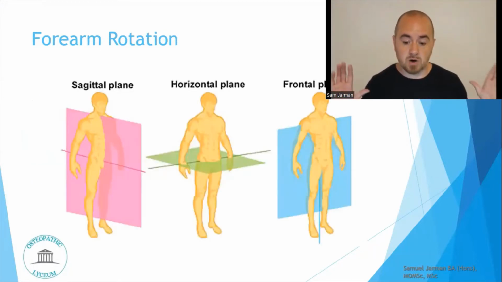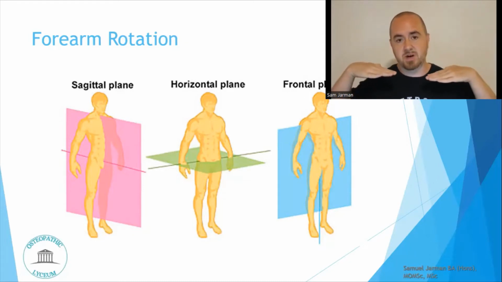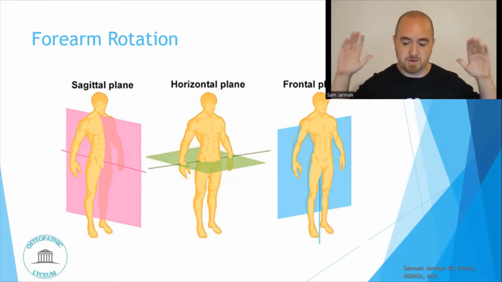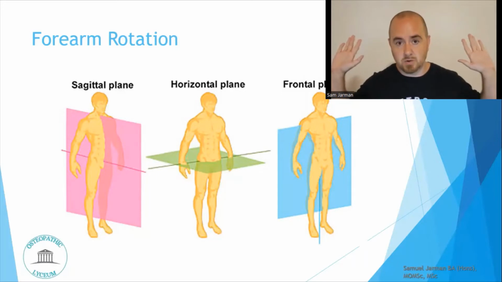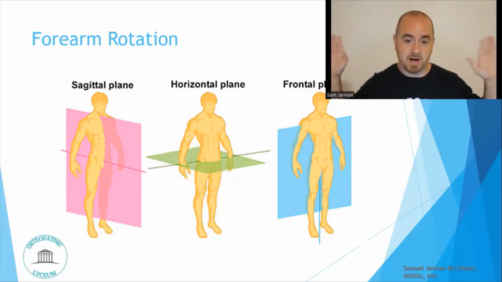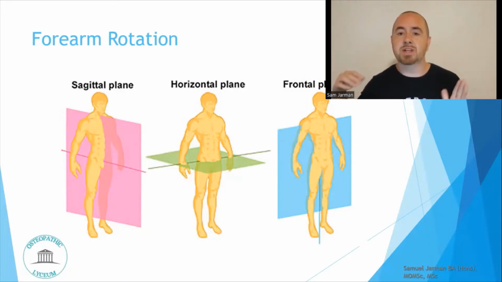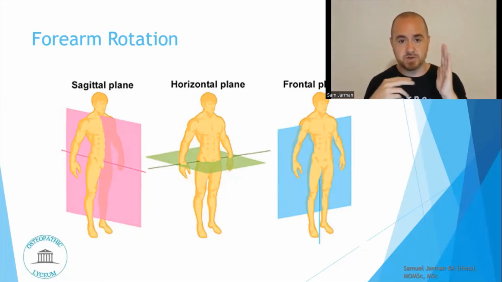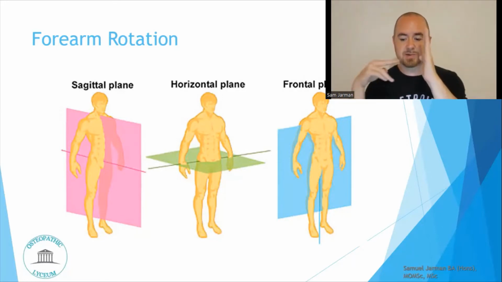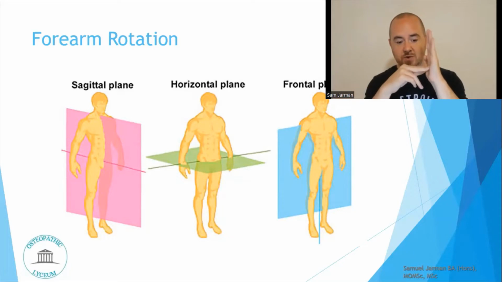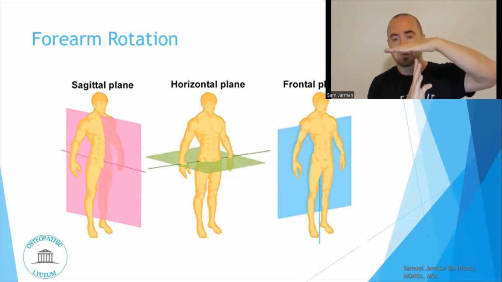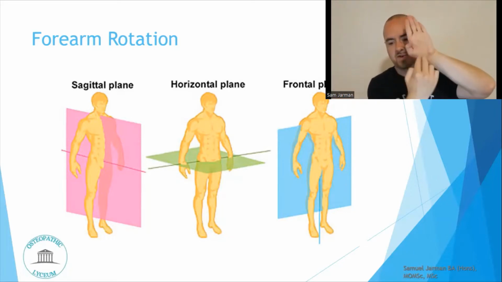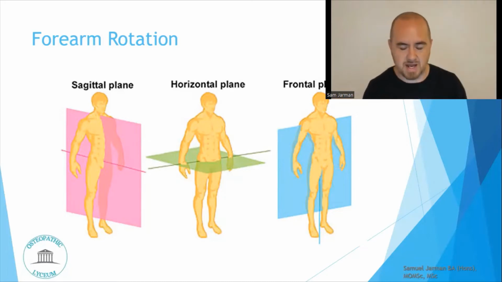So our quick overview of planes. We have the sagittal plane, which is a 50% cut of the body left to right. We have the horizontal or transverse plane, which is a 50% cut of the body top to bottom. We have the frontal plane or the coronal plane, which is a 50% cut of the body back to front. Then we have the axes, which are perpendicular to the plane. The sagittal plane has a transverse or horizontal axis. The horizontal or transverse plane has a vertical axis, and the frontal plane has an AP axis.